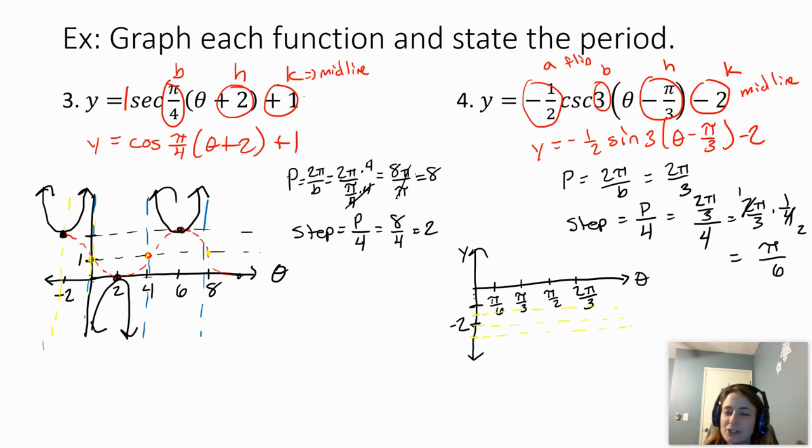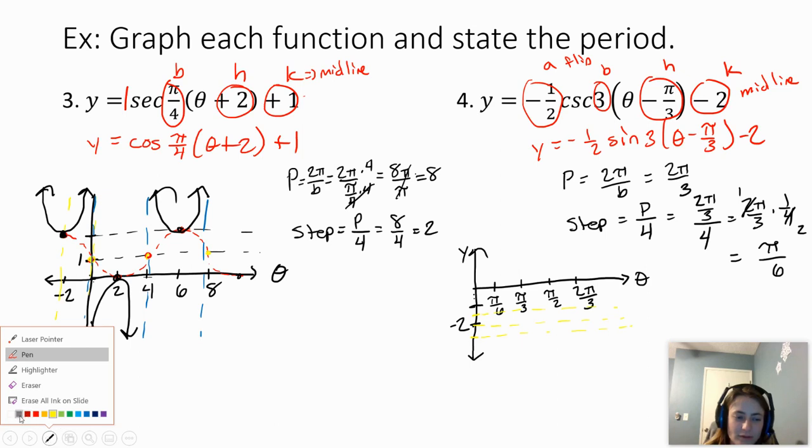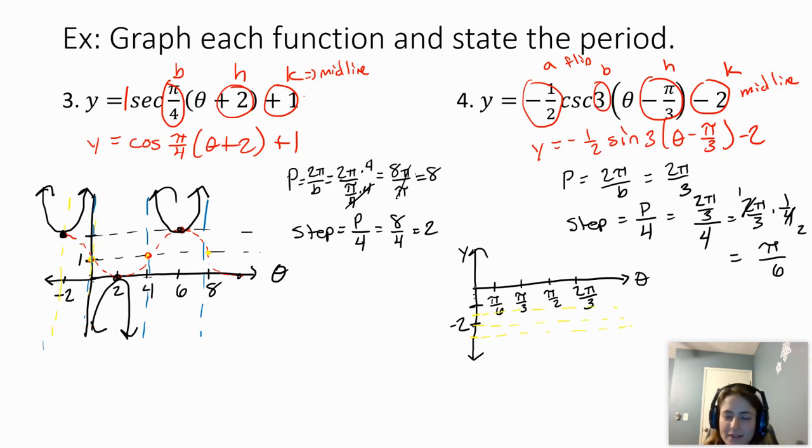And finally, we are shifting by negative pi over 3. So we're going to shift to the right. Since h is negative, we're going to shift to the right by pi over 3. So instead of starting at 0, we're going to start at pi over 3. Or we can think of it as we're moving everything to the right by 2 tick marks. So we start 2 over.